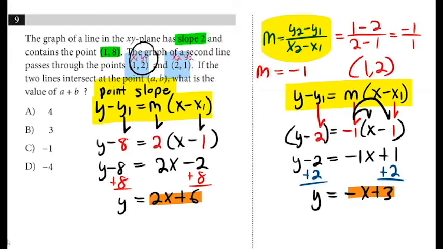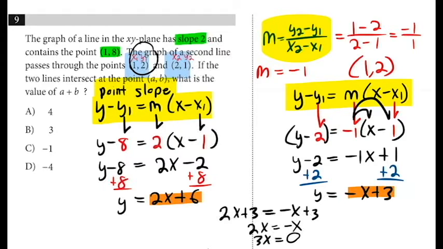So the idea of finding the intersection is the idea of taking those two things and setting them equal to one another, because when lines intersect, their x and y values are equal at that moment. So we have 2x plus 6 equals negative x plus 3, and we can go ahead and take away 3 from both sides, and that'll give us 2x equals negative x, which is a little strange. Now we can add x to both sides, and we'll have x equaling 0.